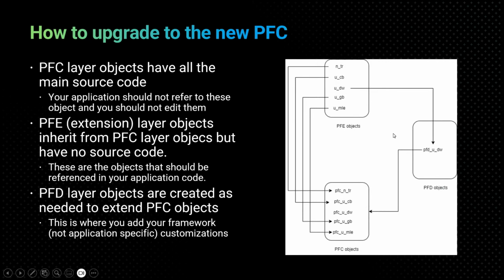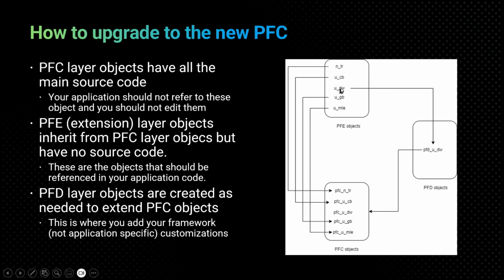So here's an example. In the PFC layer, all the objects actually start with PFC underscore. This is where the source code is. Up here, this is the PFE layer. These are the empty objects. They just inherit from the PFC layer. This is what you actually refer to in your business application code.